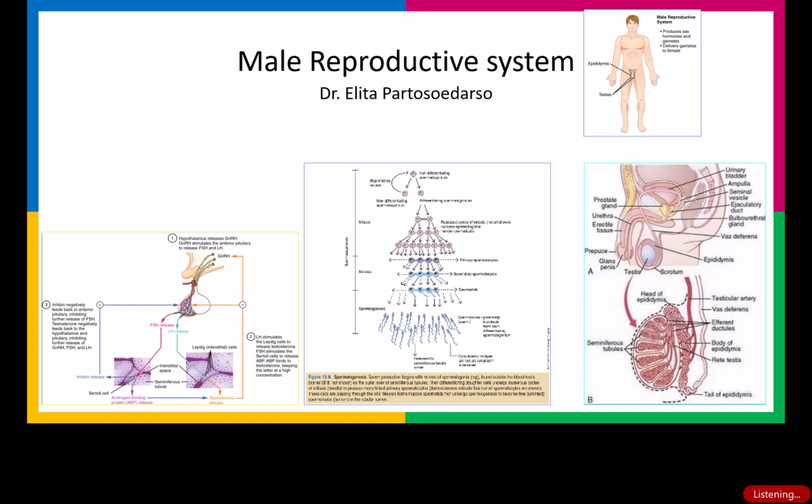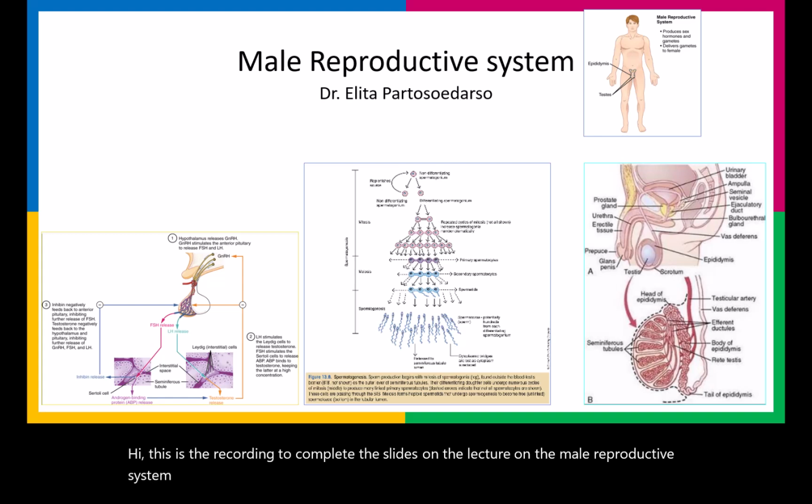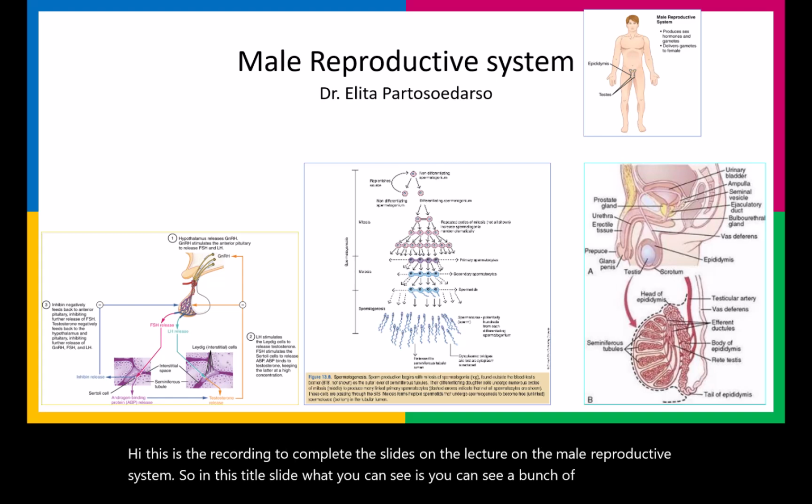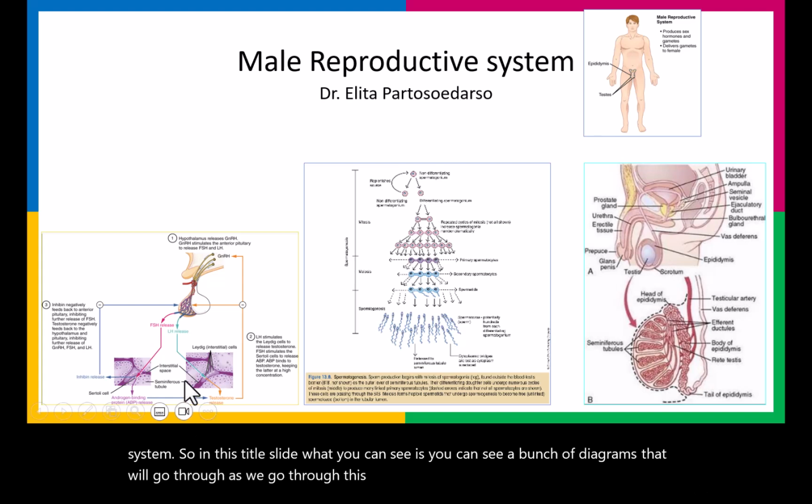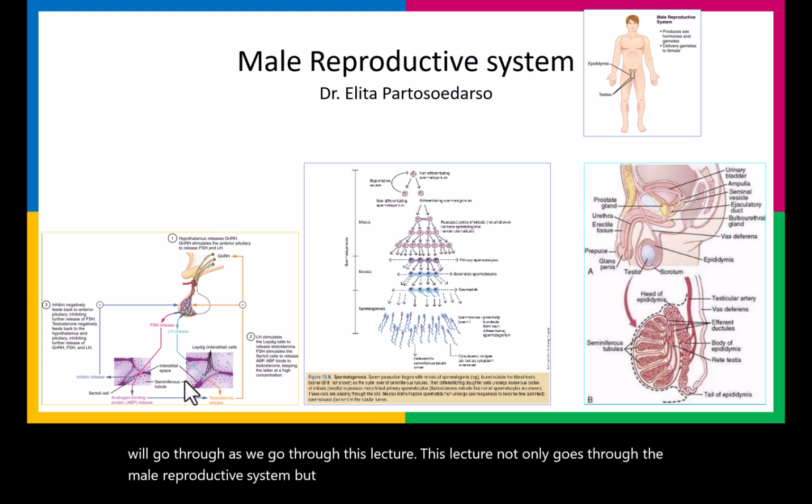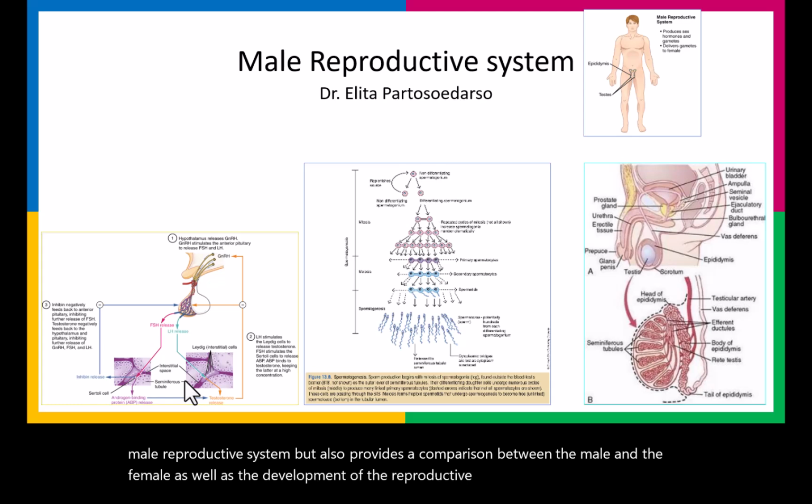Hi, this is the recording to complete the slides on the lecture on the male reproductive system. So in this title slide, what you can see is a bunch of diagrams that we'll go through as we go through this lecture. This lecture not only goes through the male reproductive system, but also provides a comparison between the male and the female, as well as the development of the reproductive system over the lifespan.